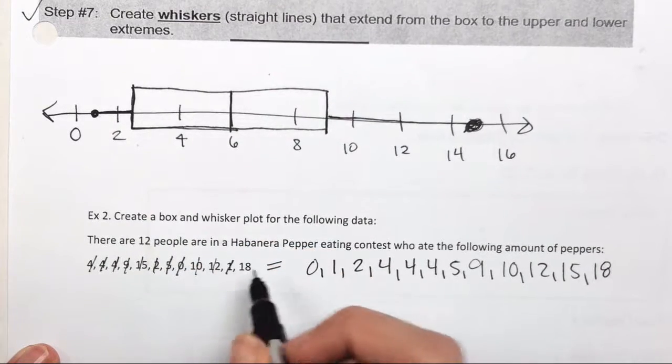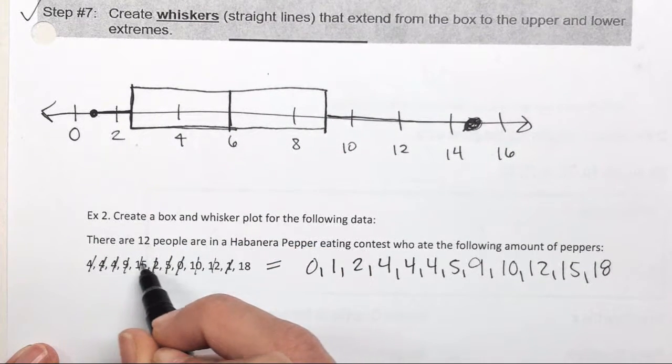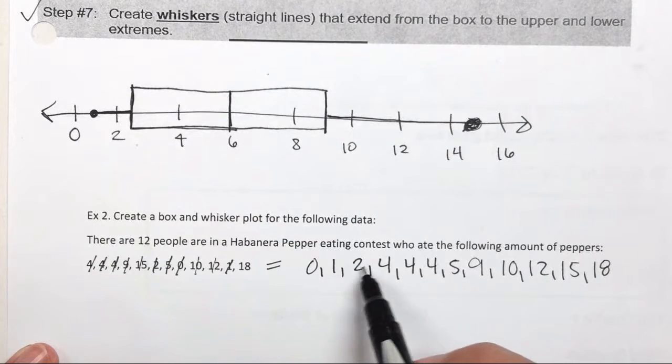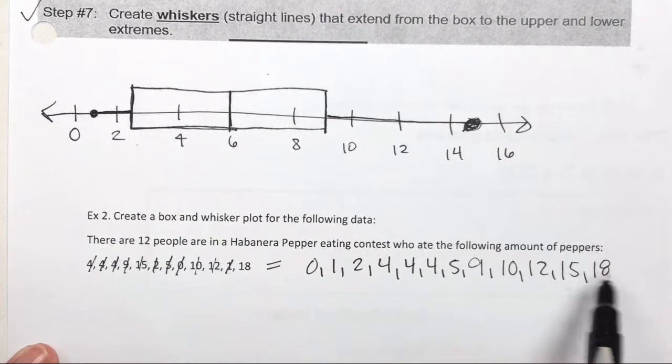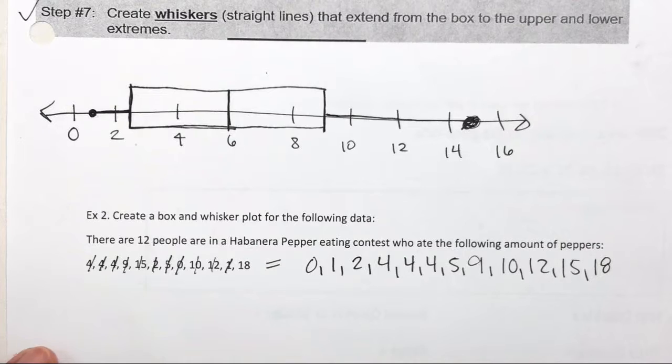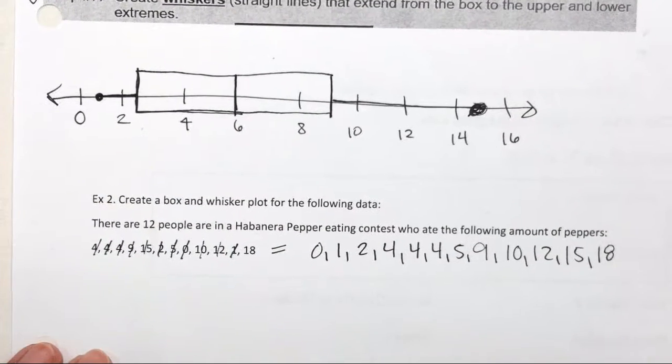Let me make sure we got all our data. So 1, 2, 3, 4, 5, 6, 7, 8, 9, 10, 11, 12. Alright, looks like we got all of them. Can anybody tell me the next step without looking?